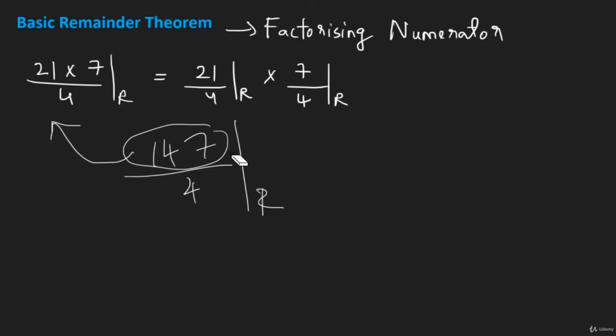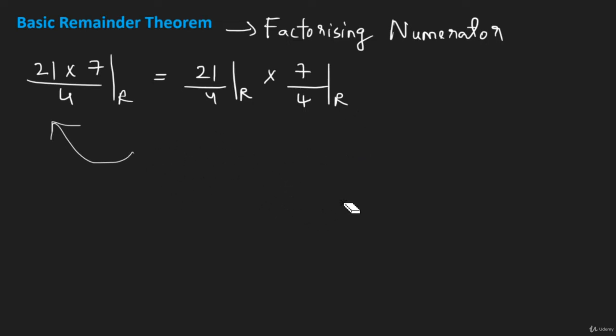Alright, so what would that be? 21 by 4, if you take the remainder, you can see that 21 is 5 into 4 plus 1, so you get a remainder of 1 over here, and 7 by 4 you get a remainder of 3, and 1 into 3 is 3, and that's your answer. So you can see that 21 into 7 by 4 remainder and 21 by 4 remainder into 7 by 4 remainder is the same, and in this case it's 3.